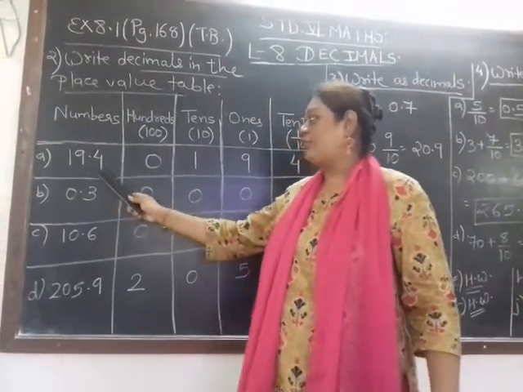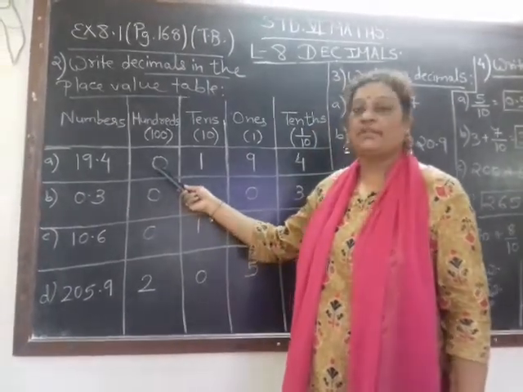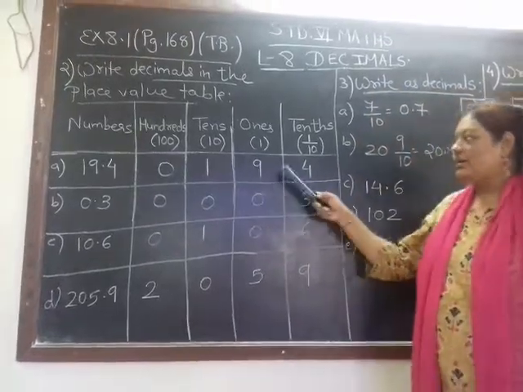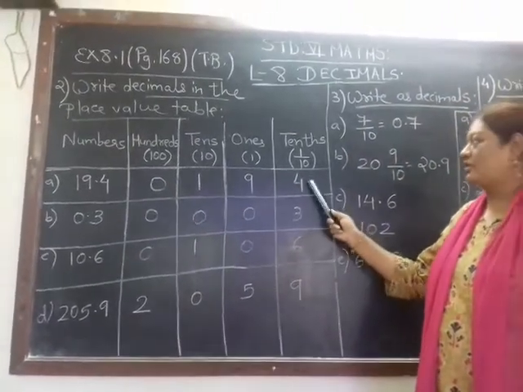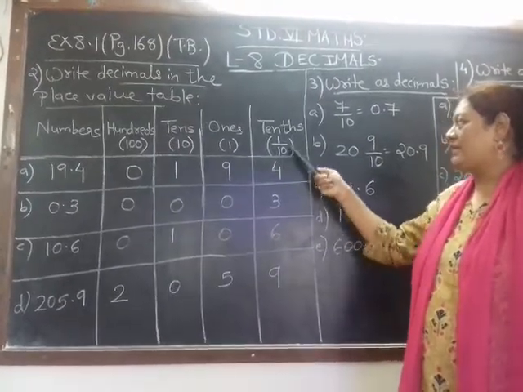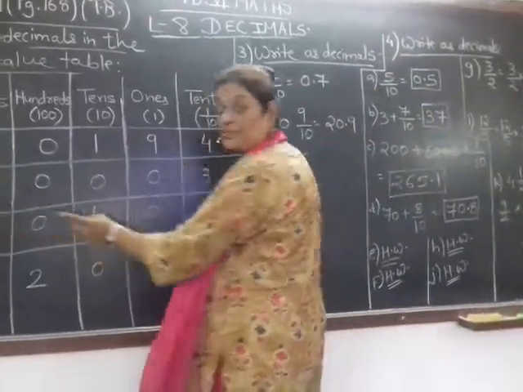Now 19.4, you have to keep the numbers according to the place value. So in hundreds we do not have any digit, tens 1, ones 9, and point. After the point we have 4, so it will go in the column after the decimal point, that is 1 upon 10, so 0.4 will come here.